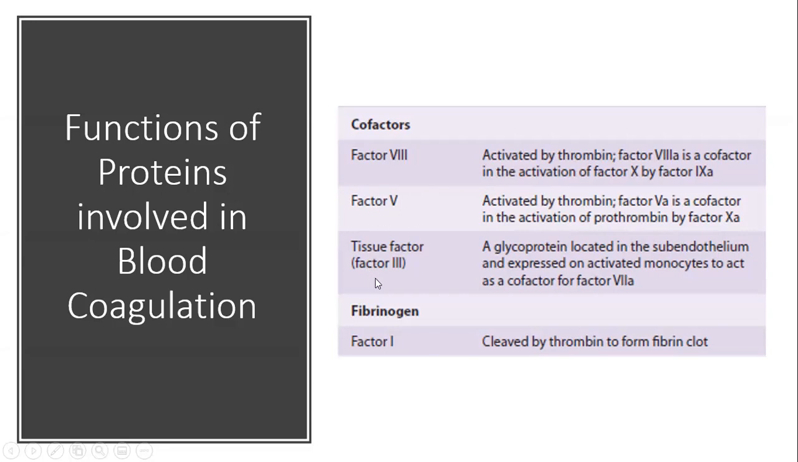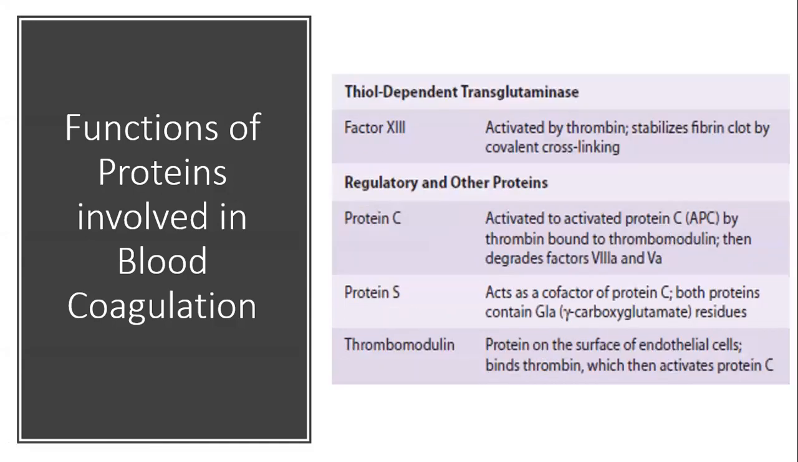Tissue factor, or factor 3, is a glycoprotein in the subendothelium that acts as a cofactor for 7A in the extrinsic pathway. Of course, you have your fibrinogen, factor 1, which is cleaved by thrombin to form your fibrin clot. You also have your thiol-dependent transglutaminase enzyme, your factor 13, otherwise known as your fibrin stabilizing factor. You have other regulatory proteins, most of them anticoagulant.